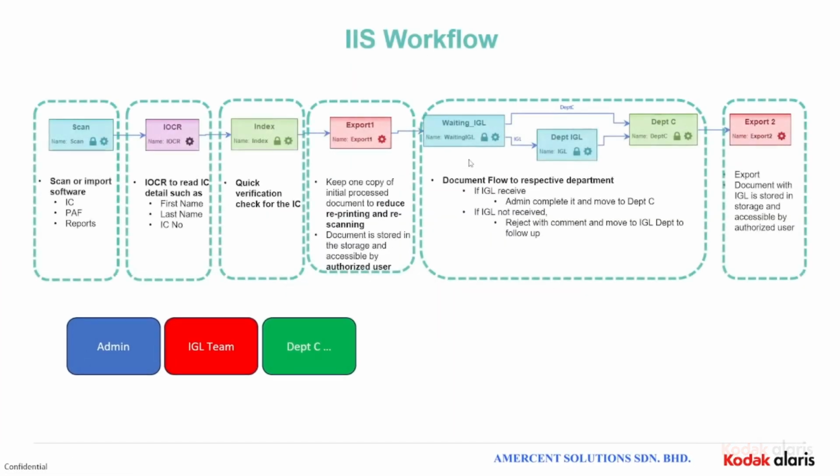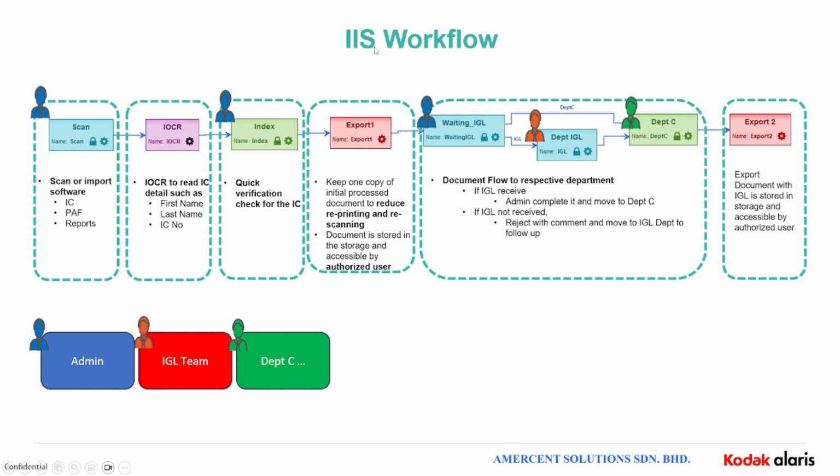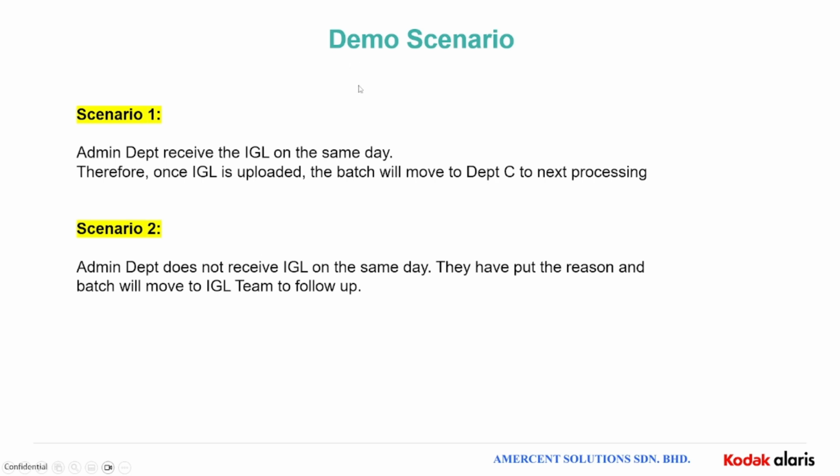Okay, this is how we designed the IIS workflow within the application itself. We will do the scanning, and it will read the IC information to get the right details like the first name, last name, and IC number. Then in the index, the index operator will do a quick verification check against the IC. Same thing here, the first export, and then this is the waiting. So you can see that the workflow here is basically the different department sharing that we mentioned earlier. Then they will do the export and move to Department C. Now, for the demo scenario here, we will have two.